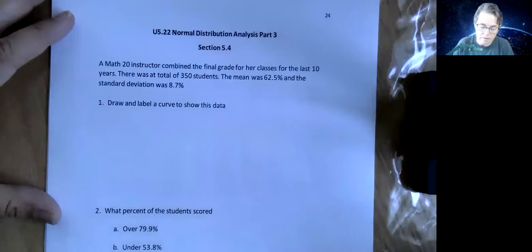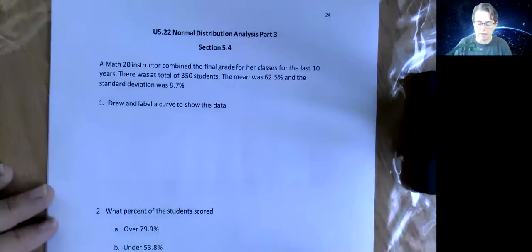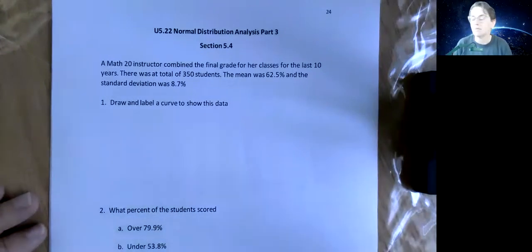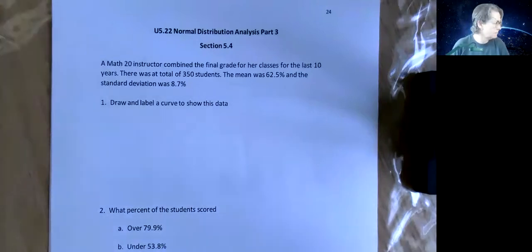All right, so it says a Math 20 instructor combined the final grades for her classes for the last 10 years. There's a total of 350 students. The mean was 62.5 and the standard deviation was 8.7. So the first thing I want to do is draw a curve to show this data.